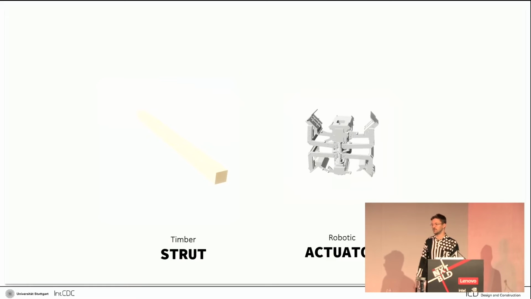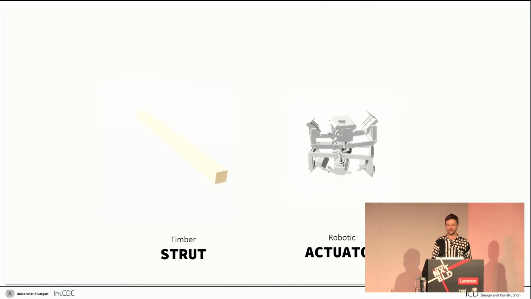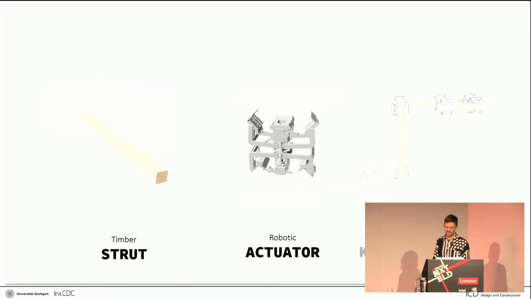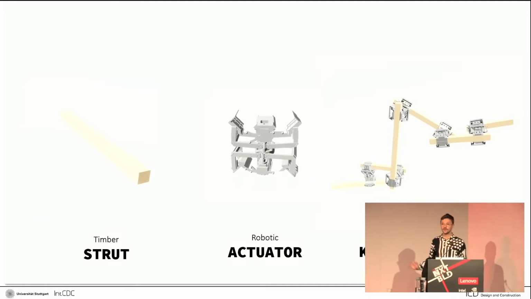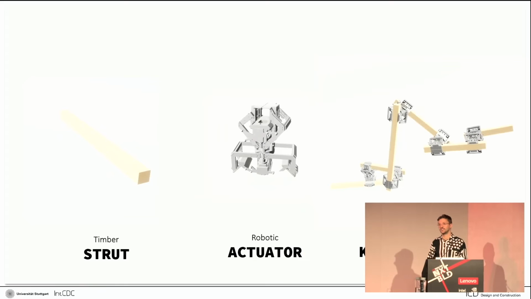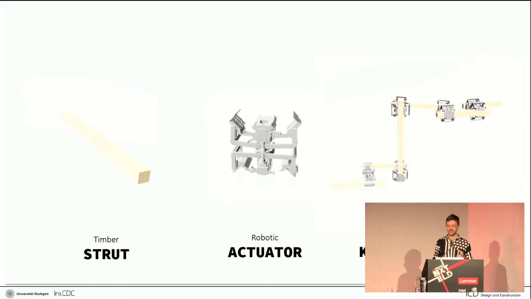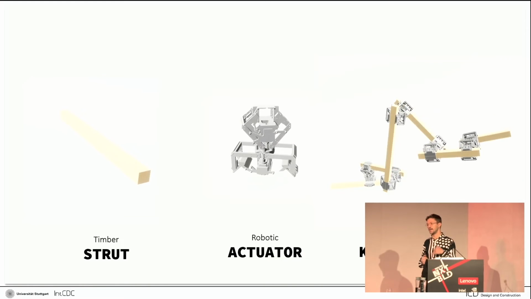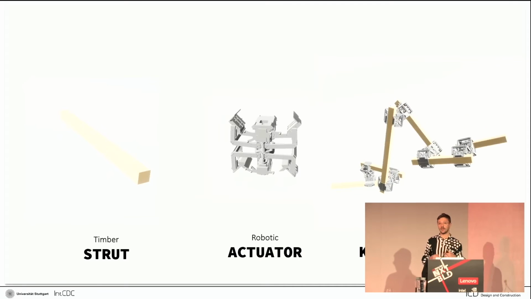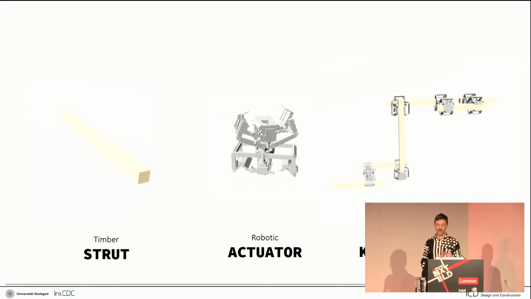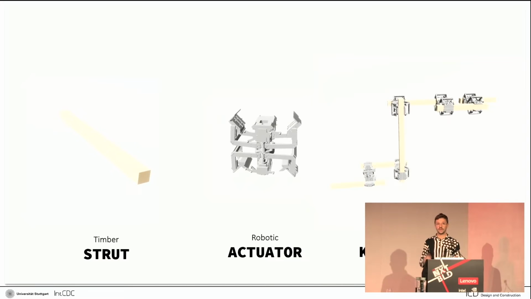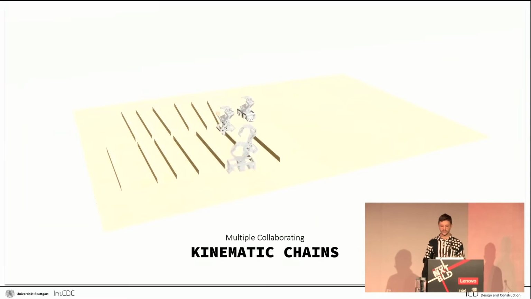So the system we are developing, which you've seen in some of the imagery so far, is composed of a timber strut and a robotic actuator. The actuator has the ability to rotate, grip, and communicate. And using these abilities, the actuators can combine with the timber struts in order to form robot-material kinematic chains. Kinematic chains are similar to industrial robotic arms, composed of links and joints, but can further break apart during the construction process to form kinematic chains of varying degrees of freedom.